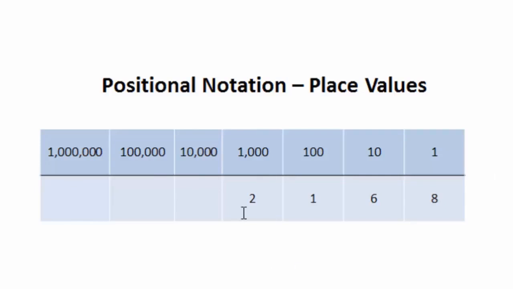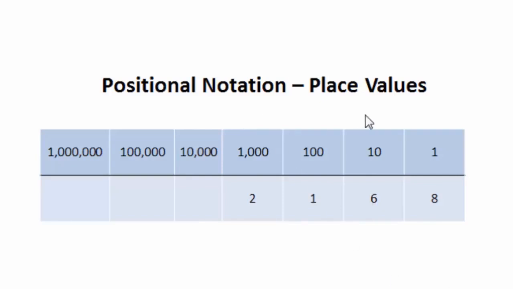You can see that we have the number 2 in the 1,000s place, so we have 2 1,000s. We have a 1 in the hundreds place for 100. We have 6 in the tens place for 60, and we have 8 in the ones place for 8. So effectively we have 2 1,000s, 1 100, 6 tens for 60, and 8 ones for 8.